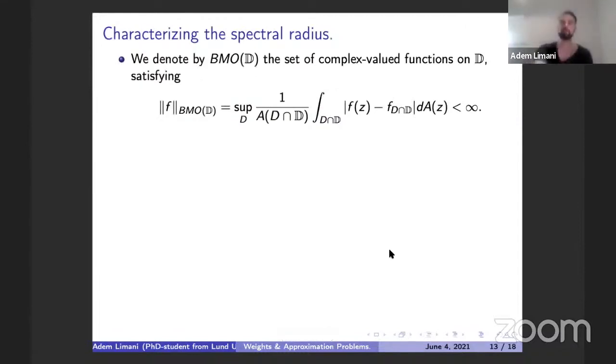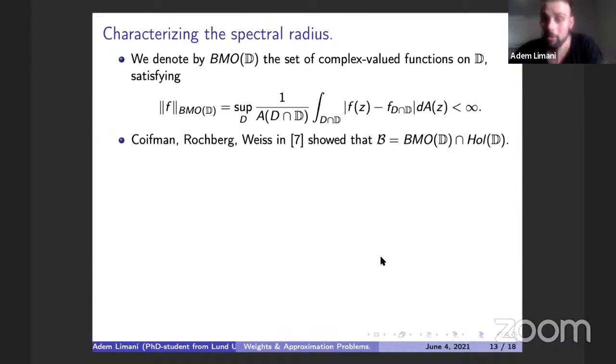Before doing that, we define the following space, BMO on the disk. This consists of complex valued functions, normed, well, this is a semi-norm, of course. Now I'm taking the supremum over disks centered at points in the unit disk, and I can let the radius vary and so on. The point of considering these spaces is that by earlier works, by Coifman, Rochberg, and Weiss, they showed that the Bloch space is essentially the analytic functions in this space.